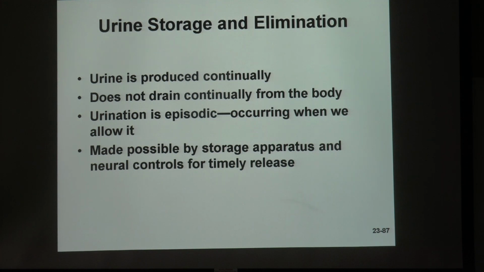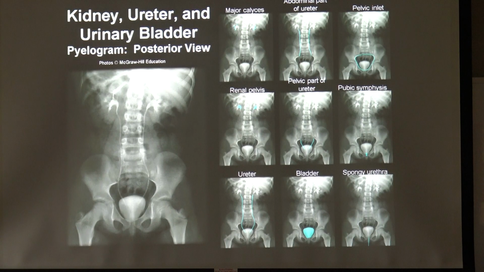That doesn't mean that urine is only being produced during those times. It is being produced continually, and you have a very mobile, pliable collection vessel called the bladder, which allows us to build and build and build before we have to go and dump all at one time. Okay? Therefore, it does not continually drain from the body. It occurs when we allow it and when we trigger it. And again, that storage apparatus that's there allows us to be able to dump when we need to.